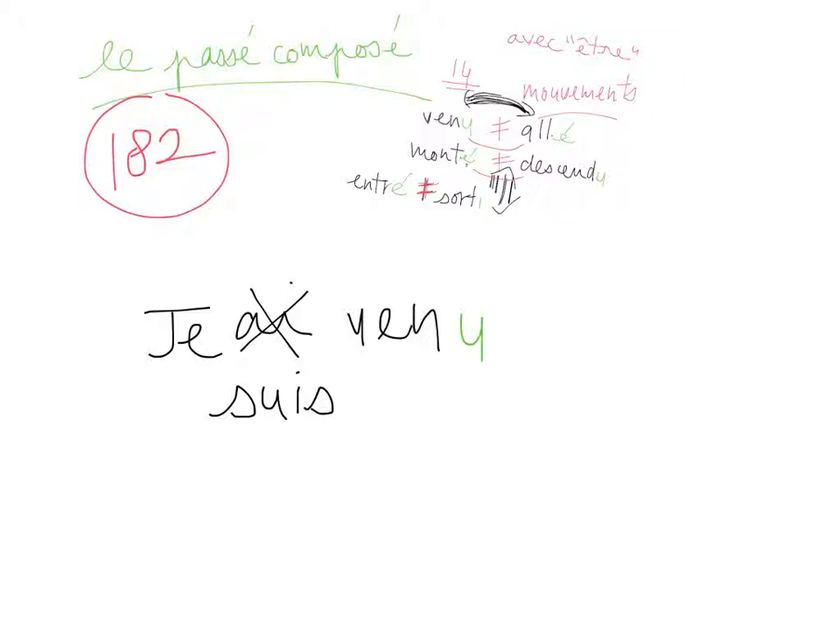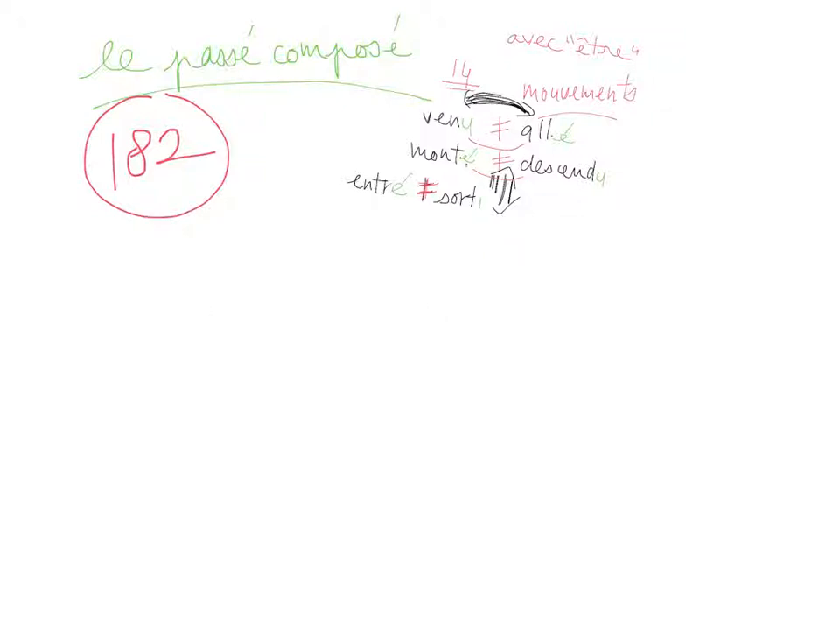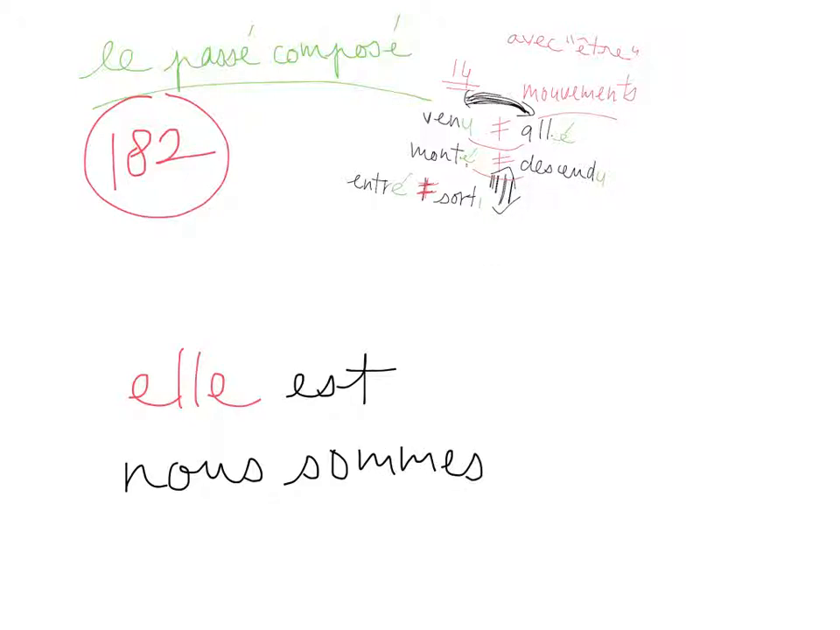Now, where the thing is getting interesting is if we are using subjects that are feminine or plural. Elle est, nous sommes. In this case, the past participle here is going to agree with the subject.